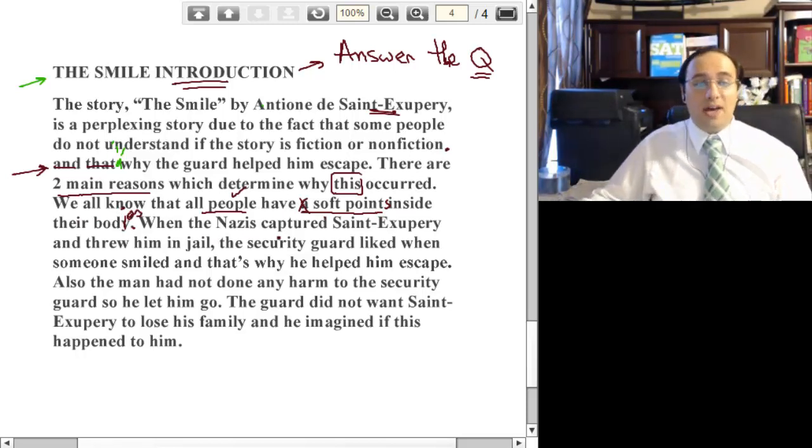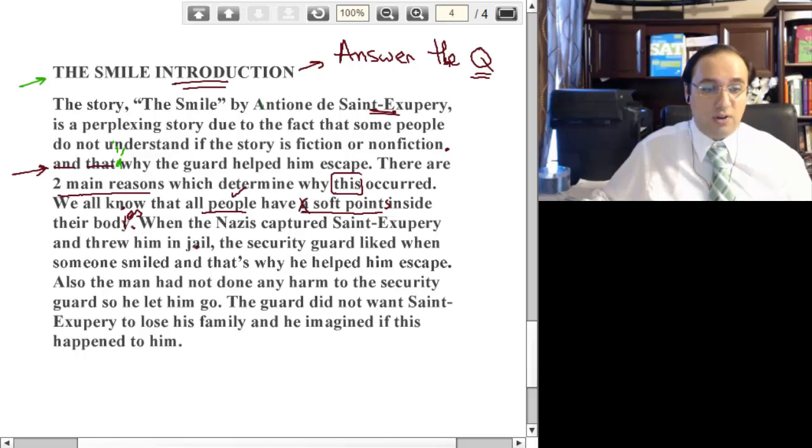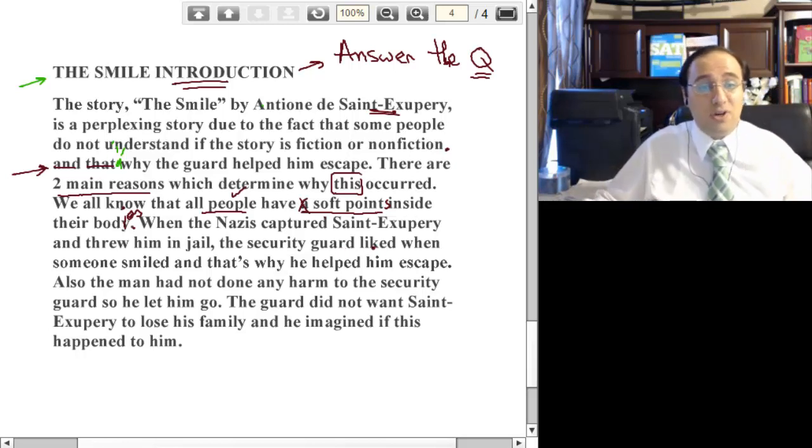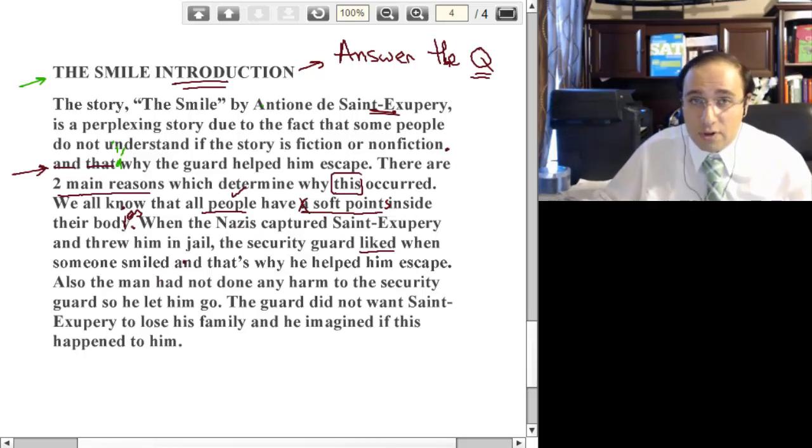When the Nazis captured Saint-Exupéry and threw him in jail, the security guard liked when someone smiled. Here again, this sentence does not really make sense. Take a look. When the Nazis captured Saint-Exupéry and threw him in jail, the security guard must have done something for the sentence to make sense. The security guard liked when someone smiled, and that's why he helped him escape. That doesn't make sense. When the Nazis captured Saint-Exupéry, the security guard liked when someone smiled, so he didn't like it before. The sentence doesn't make sense this way.